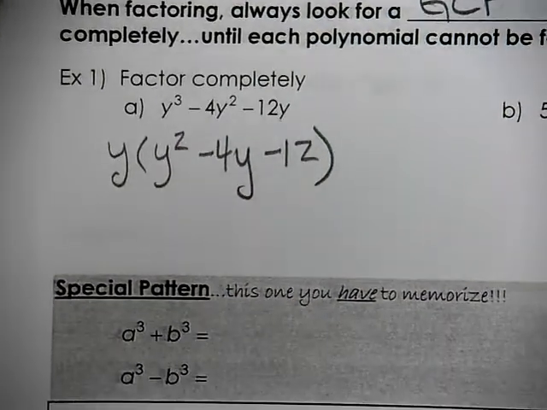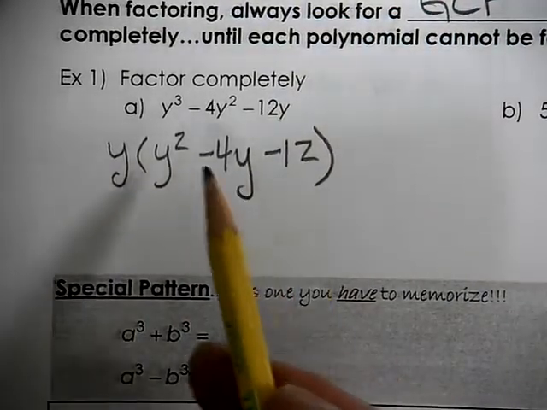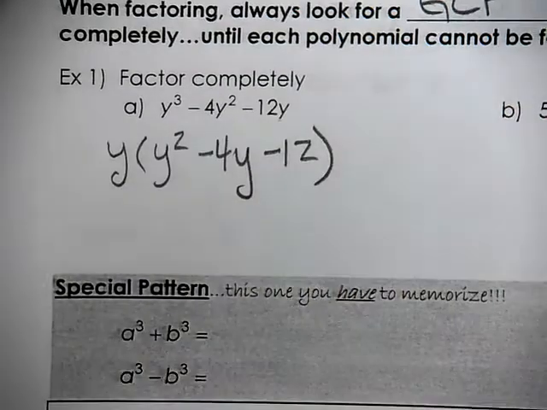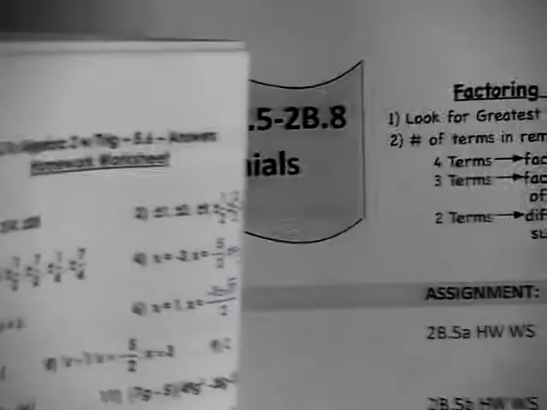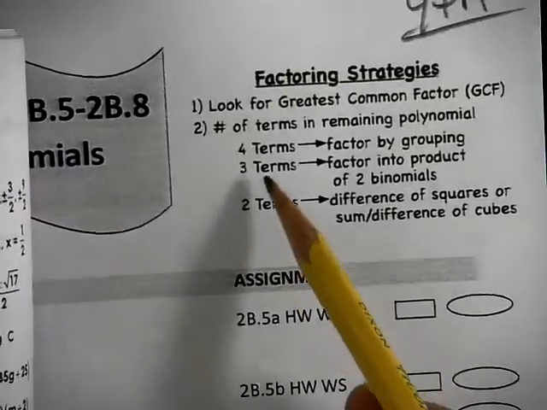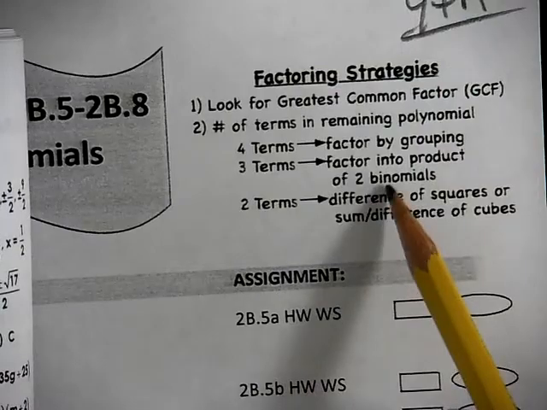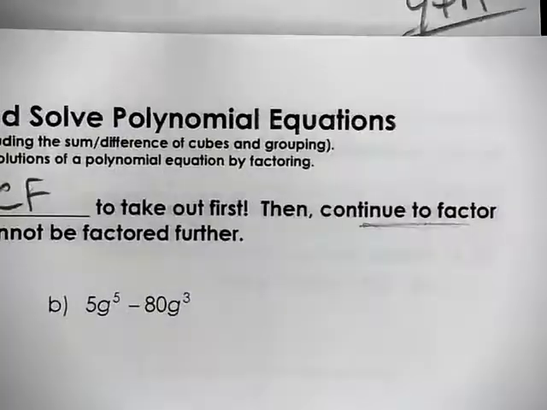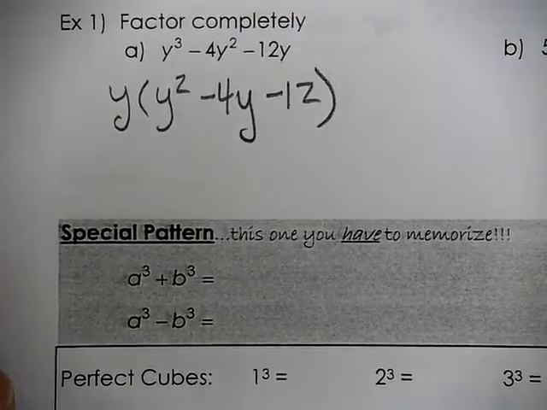But you still have to be observant that this might be factorable. Notice it has three terms. So looking at our quick notes on the first page, if it has three terms, this could factor into two binomials. So let's see if we can make this factor into two binomials.